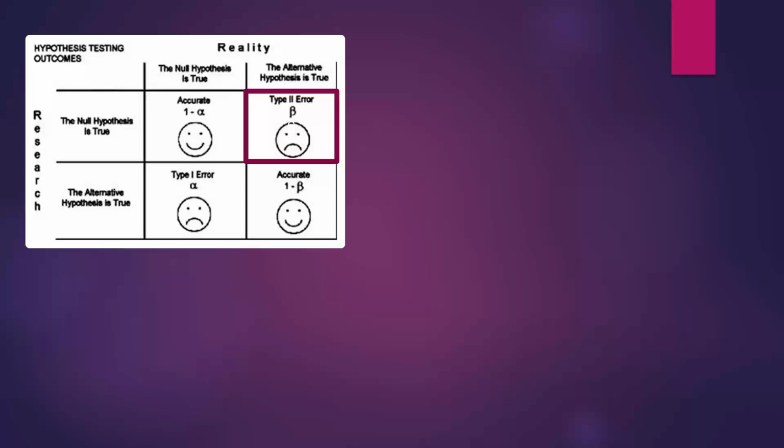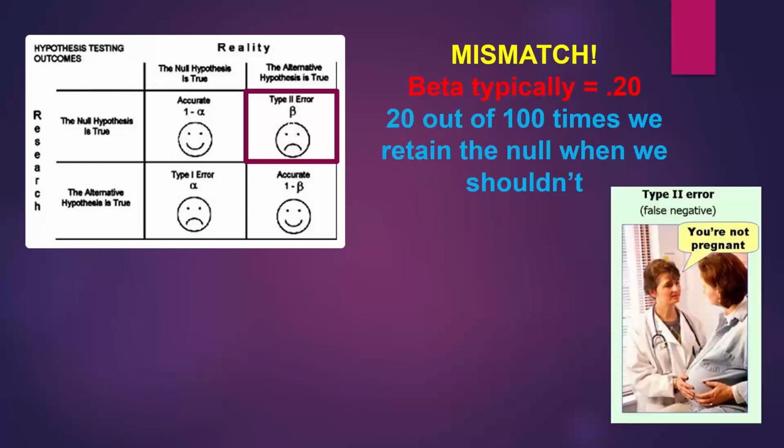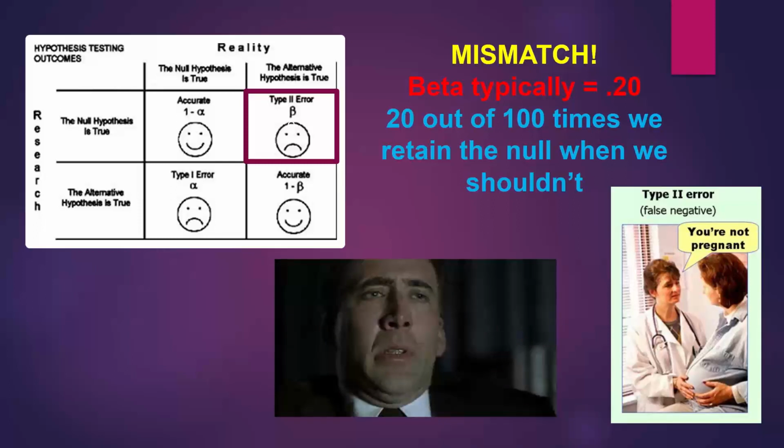What about type 2 error, where the alternative hypothesis in reality is true, but you fail to reject the null in your stats? So that's a mismatch. The beta is typically at 0.20, so 20 out of 100 times we retain the null, and we shouldn't. And another example of type 2 error is telling an obviously pregnant woman she's not pregnant. You don't want type 2 error inflation driving your results.